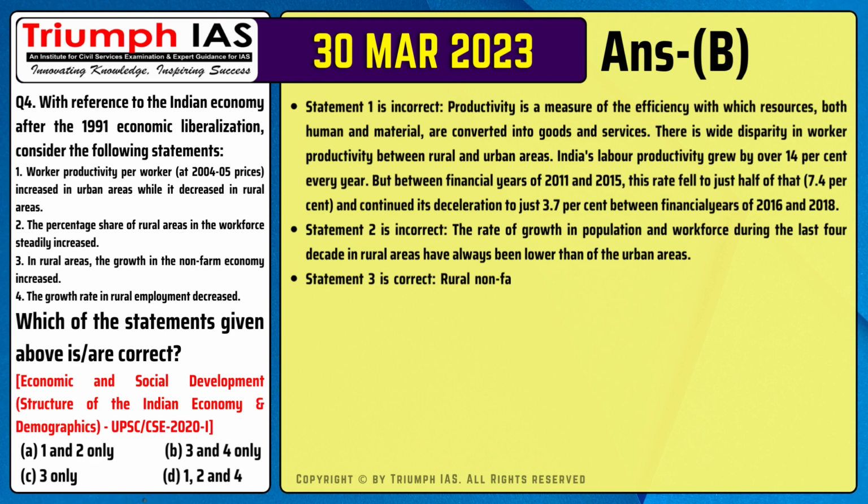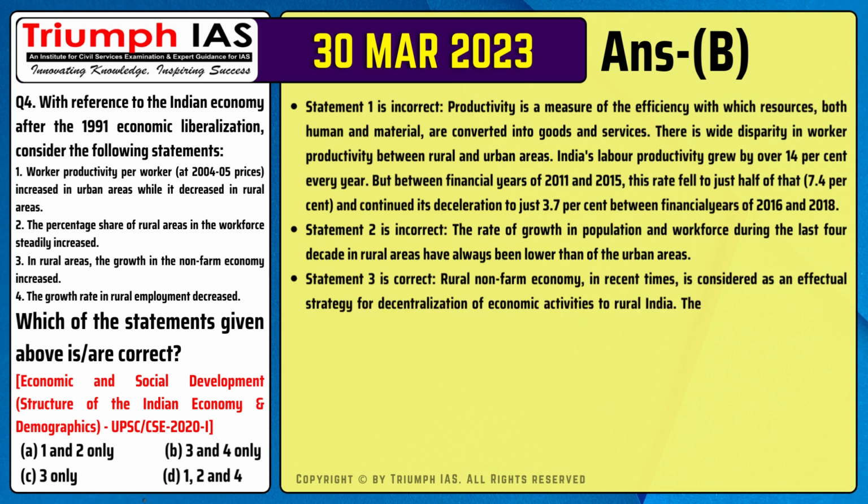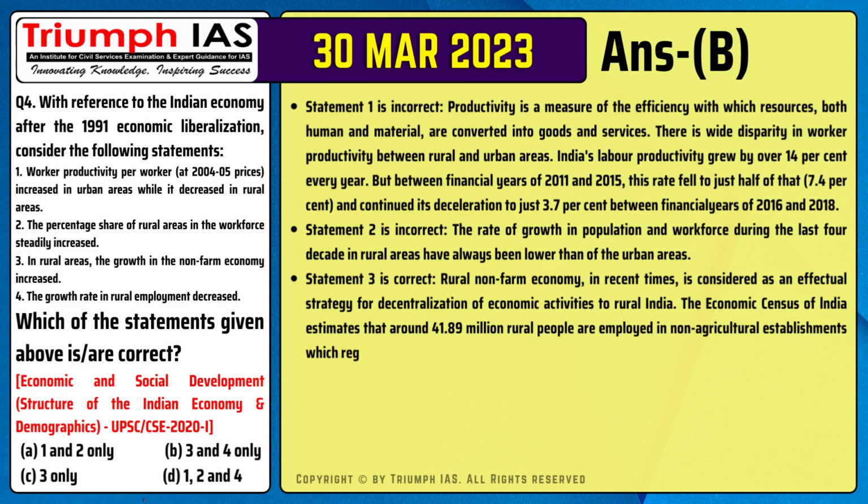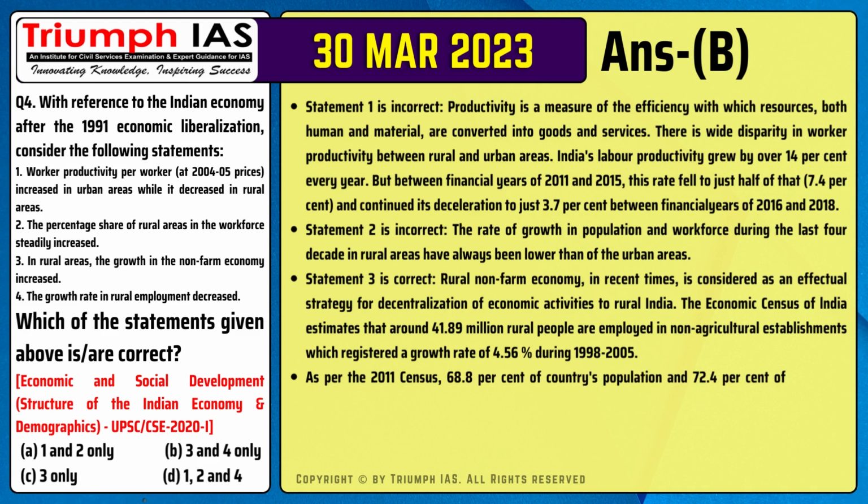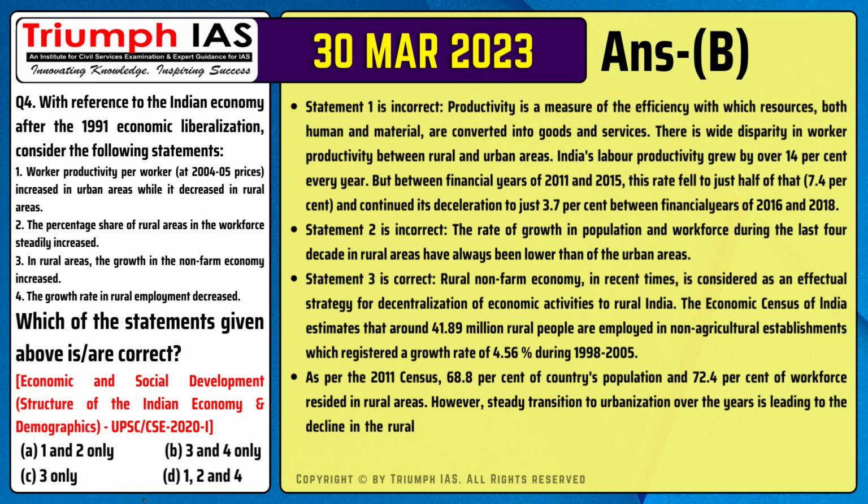Statement 3 is correct. Rural non-farm economy, in recent times, is considered as an effectual strategy for decentralization of economic activities to rural India. The economic census estimates that around 41.89 million rural people are employed in non-agricultural establishments, which registered a growth rate of 4.56% during 1998 to 2005. As per the 2011 census, 68.8% of country's population and 72.4% of workforce resided in rural areas. However, steady transition to urbanization over the years is leading to the decline in the rural share in population, workforce and GDP of the country. So, statement 4 is correct.